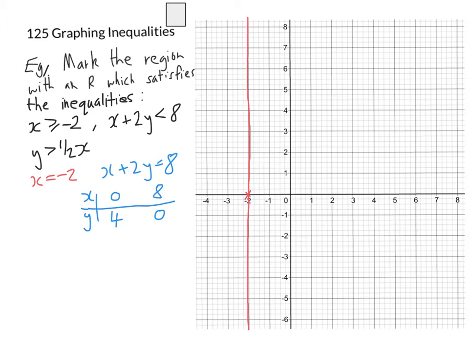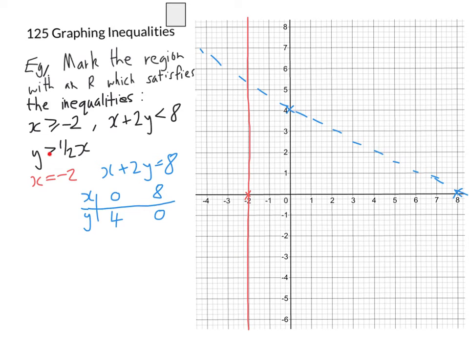The points are 0, 4, and 8, 0. This time it has to be a dashed line because it's not equal to. I wouldn't go to shading at this stage, because let's just try and get the marks for drawing the straight lines. If you go into the shading and get confused, you might give up and then lose some simple marks. So keep going with drawing the lines.